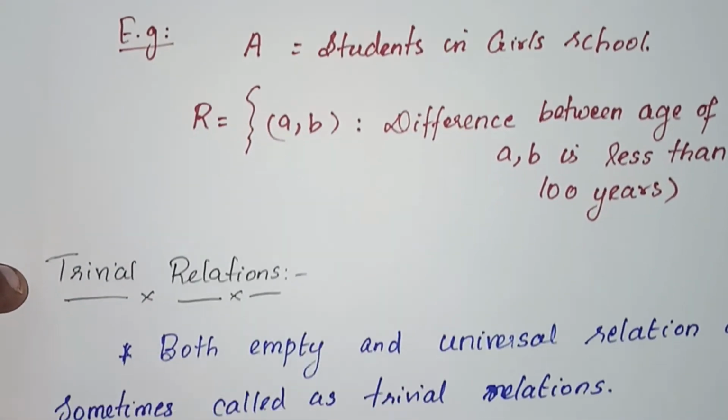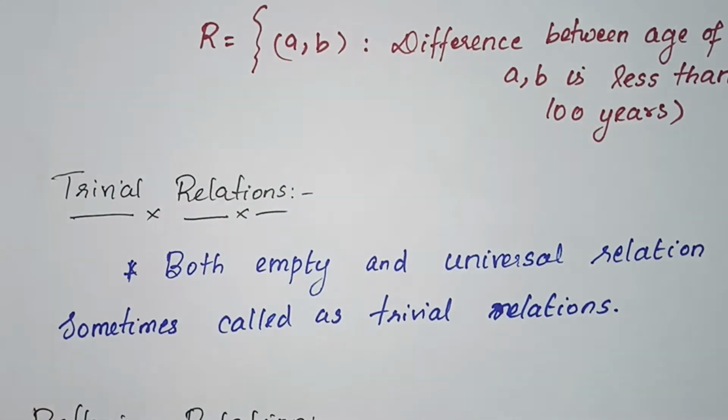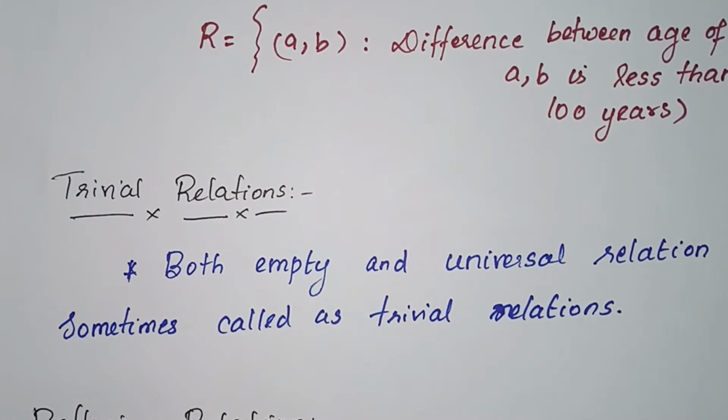Okay, so next relation is trivial relation. Trivial relation is nothing but both empty and universal relations are sometimes called trivial relations.